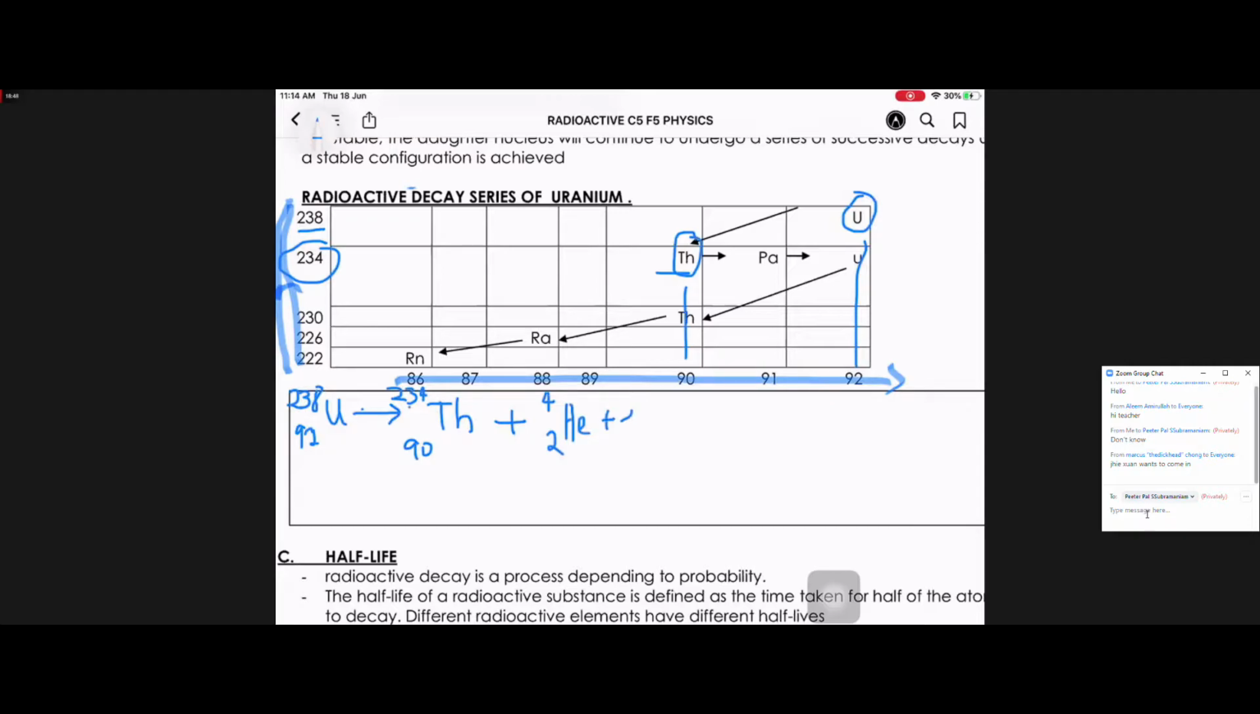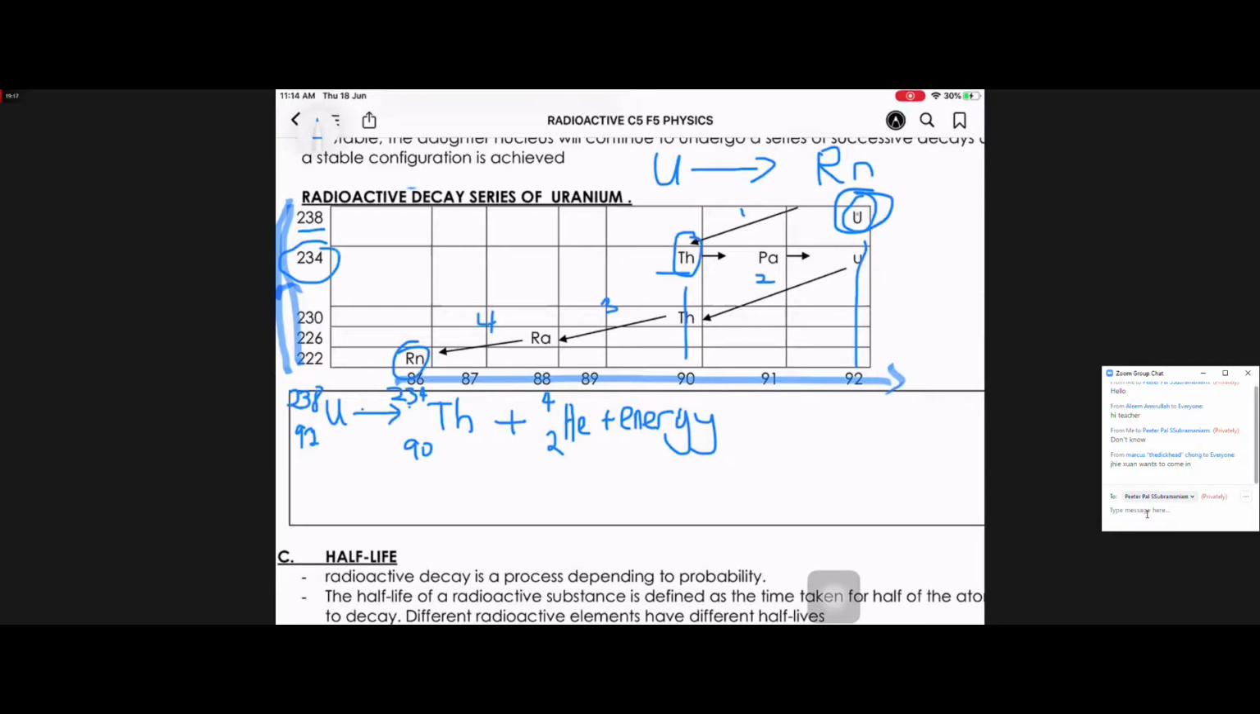Plus energy. Okay. What is actually happening here is that we have a decay of uranium finally becoming radon. During this decay, it doesn't happen in one step. It happens 4 times... 1, 2, 3, 4 times it occurred.